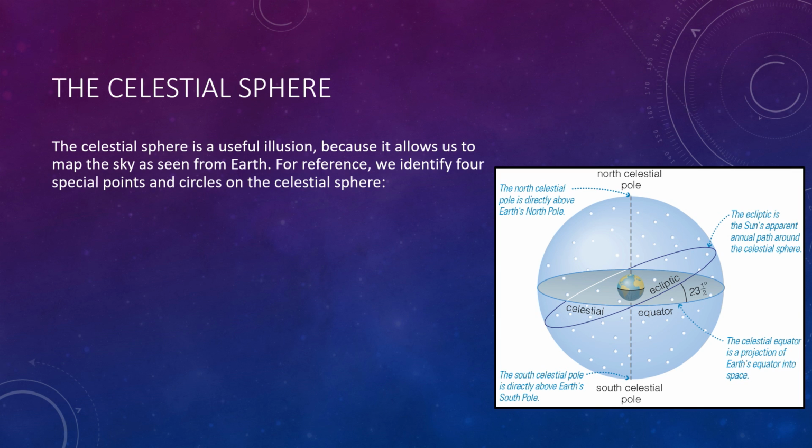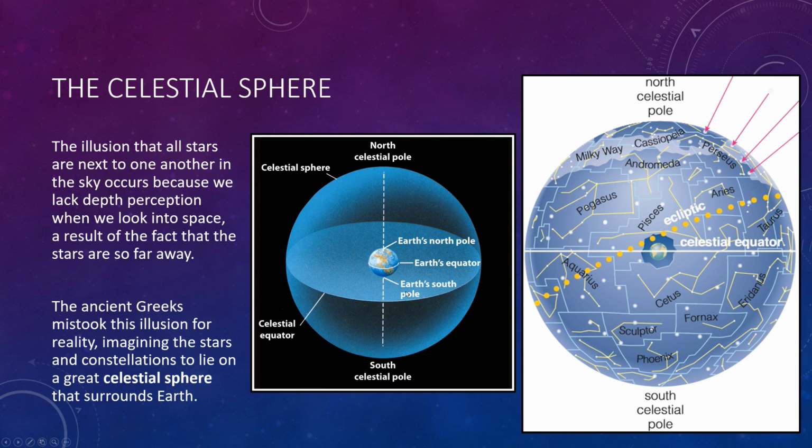For reference, we identify 4 special points and circles on the celestial sphere. So these images, I can even go back, it doesn't matter much, just give you an idea of what this celestial sphere looks like. So it's an imaginary sphere around the Earth. We have the North Celestial Pole, South Celestial Pole, all the same things just like on Earth. And here's just another view of this celestial sphere with a lot of the constellations mapped onto it. And even here you can see the Earth, you can see the sun's position through time across the celestial sphere. We call this the ecliptic, which you'll learn about soon. So this is that celestial sphere in a graphical form.